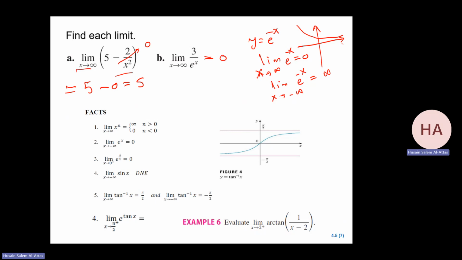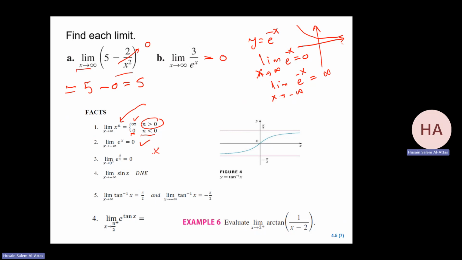Now, for the polynomials, for x to the power n in general, what will happen to the limit? If n is positive, the function goes to infinity, like x squared, x cubed. If n is negative, like 1 over x squared, 1 over x cubed, then the limit goes to what? To 0. E to the power x we discussed. Sometimes he will give you not e to the power x but something similar, the same idea.